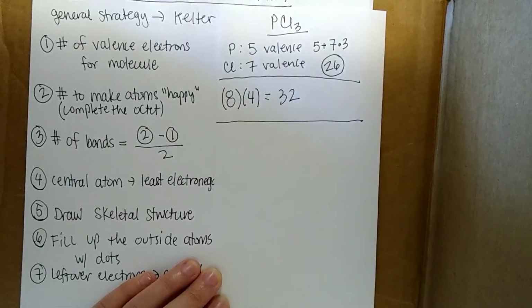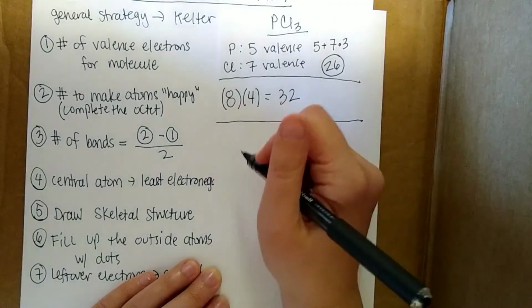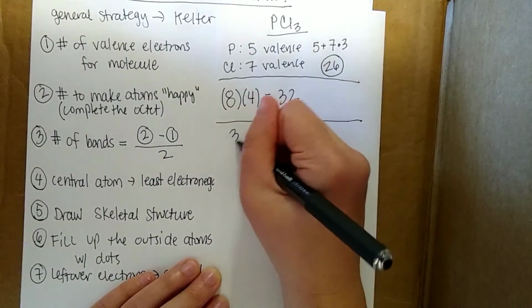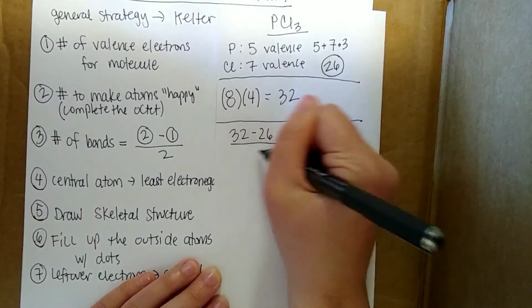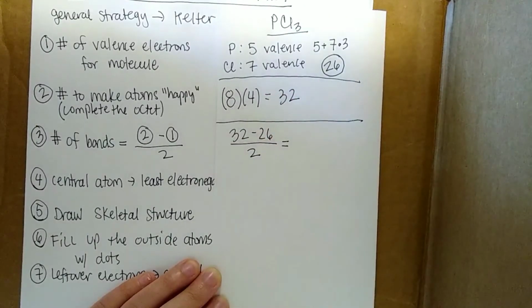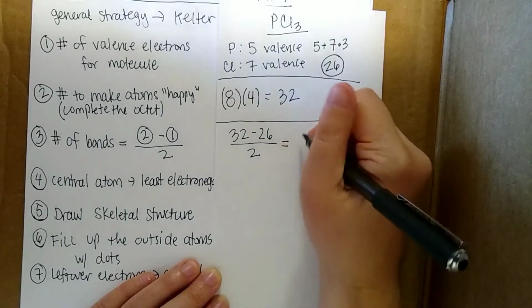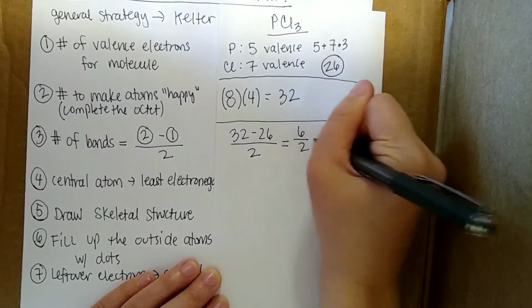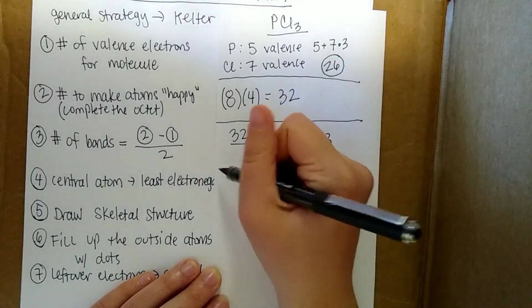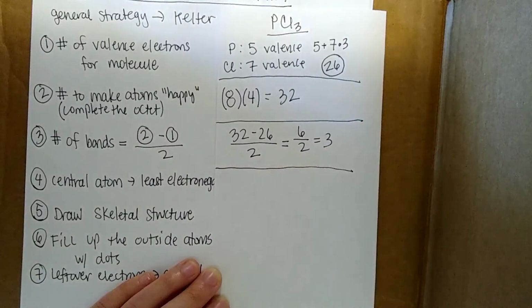And finally, let's compute the number of bonds. So we're looking at 32 minus 26 divided by 2, and that is going to give us what? 6 over 2, so 3. So this molecule is going to have 3 bonds. Once again, we have to decide which one of these atoms is the least electronegative, and we look at our periodic table. Chlorine is more to the right than phosphorus, so our central atom is going to be phosphorus.